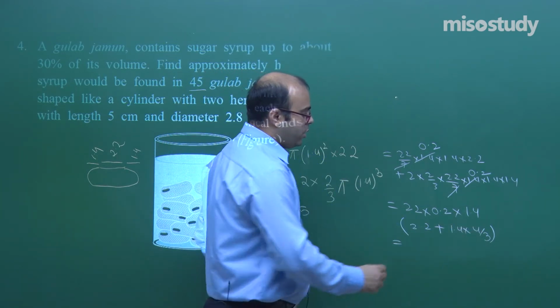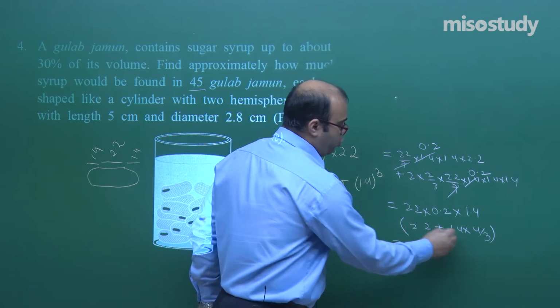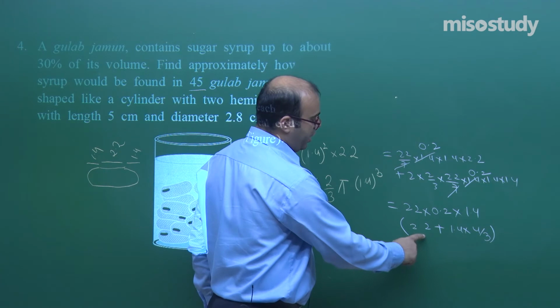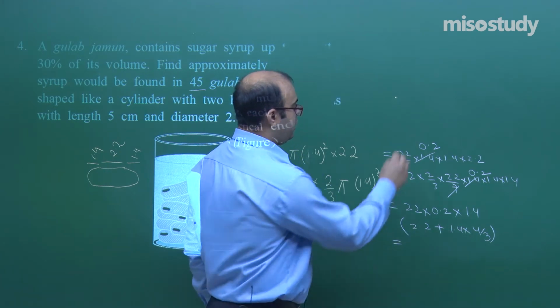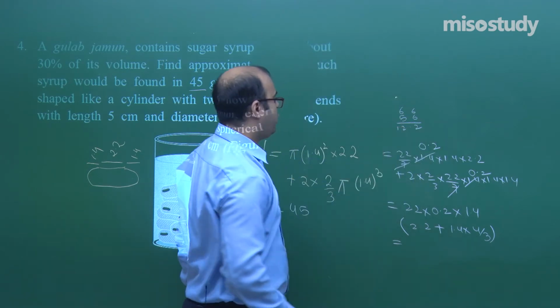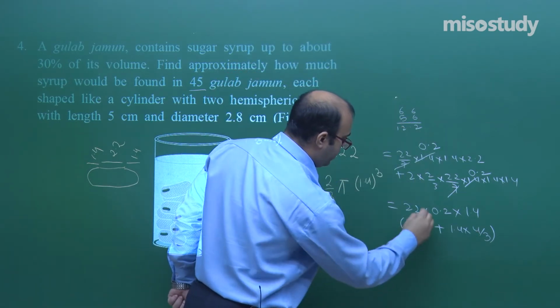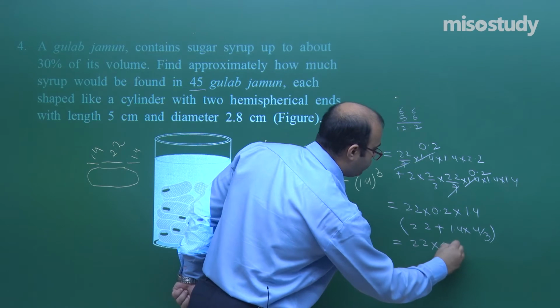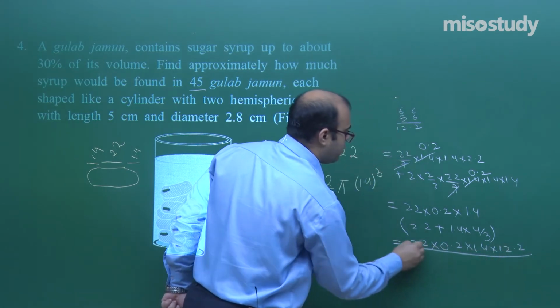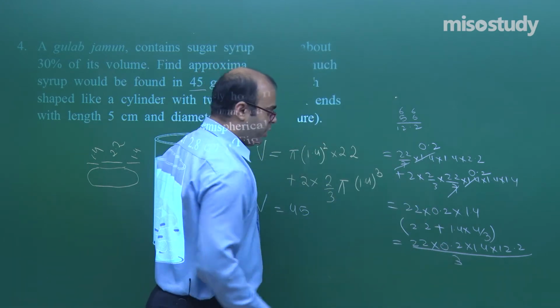1.4 into 4 is going to be 5.6, and 2.2 into 3 is going to be 6.6. So 6.6 is here and 5.6 is here, that will add up to 12.2. Okay students, so this is 12.2 by 3. So 22 into 0.2 into 1.4 into 12.2 upon 3. So you can do further calculation.